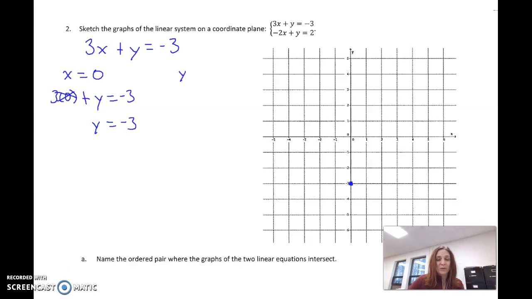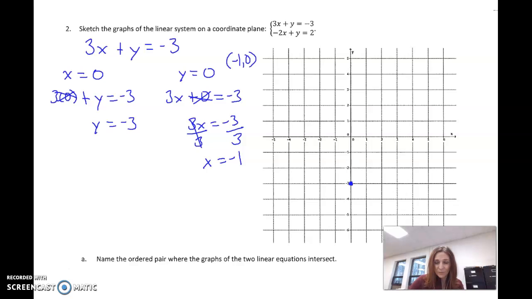All right, now I'm going to put 0 in for y, and I'm going to go 3 times x plus my y, which is 0, equals -3. Again, adding 0 on doesn't do anything, so I'm left with 3x equals -3, and then I'm going to divide both sides by 3, and I'm going to get x equals -1. So this is my ordered pair, -1, 0, or I can go on my x-axis to -1 and put a dot. And then I'm going to draw a nice long line through them.